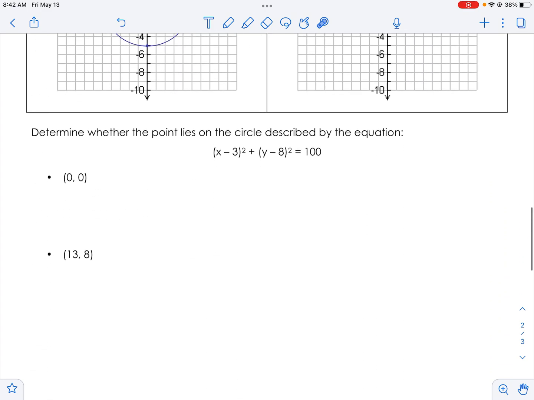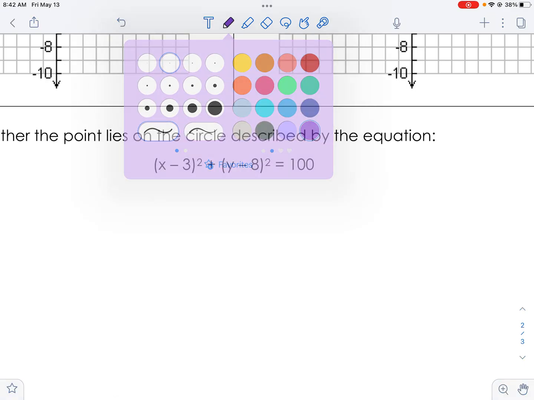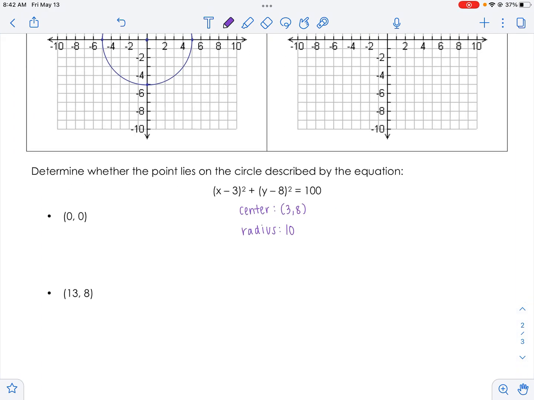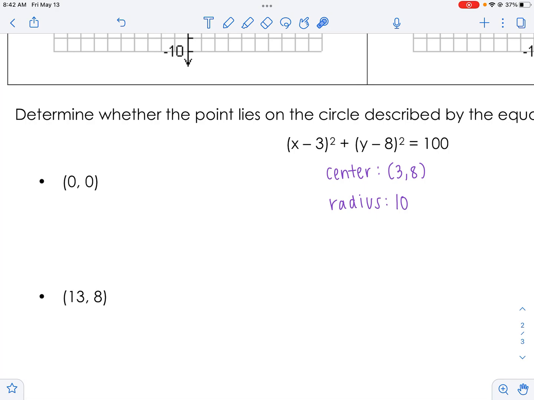So sometimes without graphing, we want to know, is that point actually on the circle? So if we have this circle right here, so we have (x - 3) squared plus (y - 8) squared equals 100, and we don't have a graph. If we were going to graph it, we know that the center should be at 3, 8, and it would have a radius that's the square root of 100, which means that the radius would be 10. But let's say that I don't want to actually graph it to know if 0, 0 is on the graph. I can just plug in those values and see what I get.